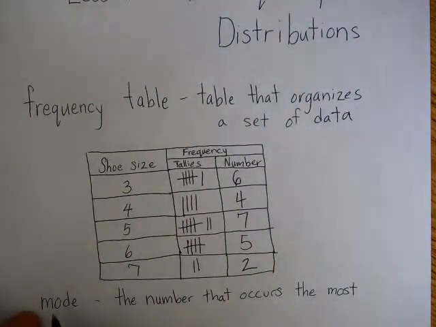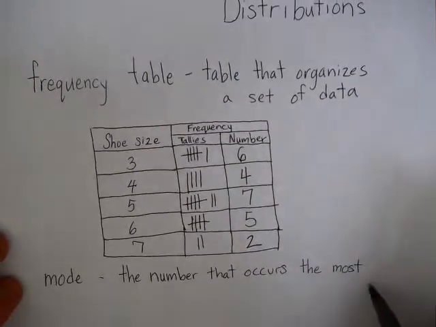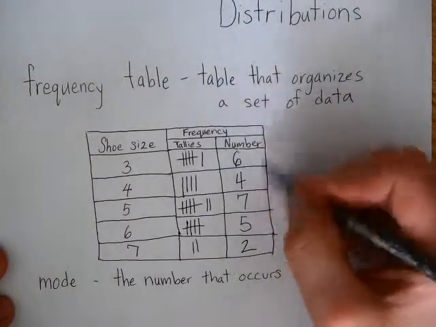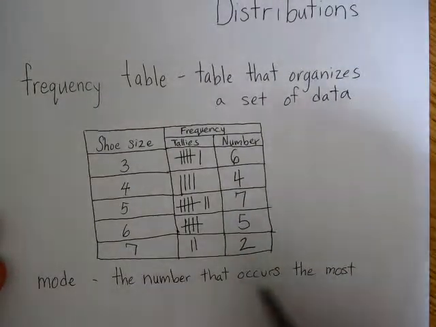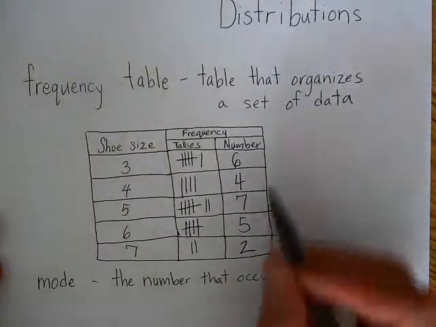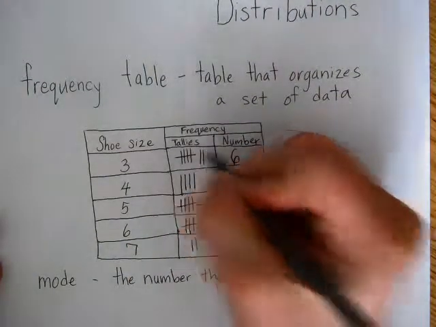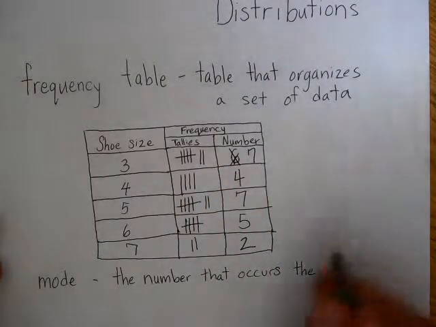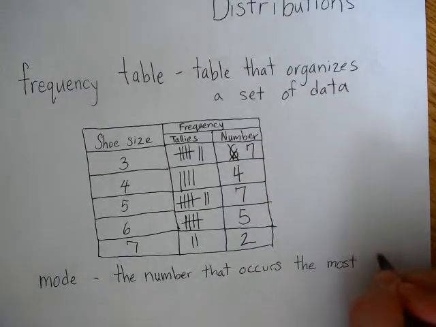Then the next vocabulary word is mode. And the mode is the number that occurs the most. So in this table, actually, there is no mode. All the numbers are the same. But let's just say we had an extra 7 in there. So maybe, instead of shoe size 3 being 6, maybe I miscounted. Maybe it wasn't 6, maybe it was 7. So that would mean that the mode would be 7 in this case. The mode would be 7.